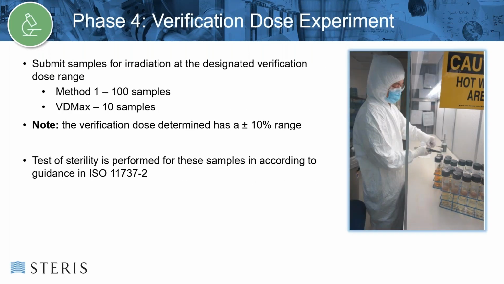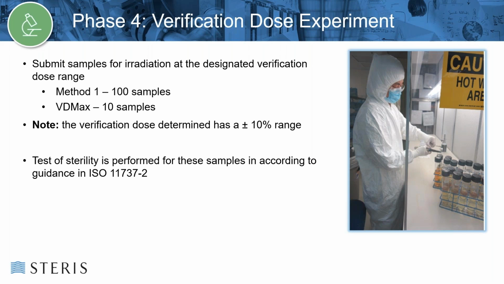Once the verification dose range is determined from the bioburden results, samples are then irradiated at this range for the verification dose experiment. For method 1 and method 2, 100 samples are required for the verification dose study. For VDMAX methods, 10 samples are required for the verification dose study. Dosimeters are used to measure the dose provided to the samples.